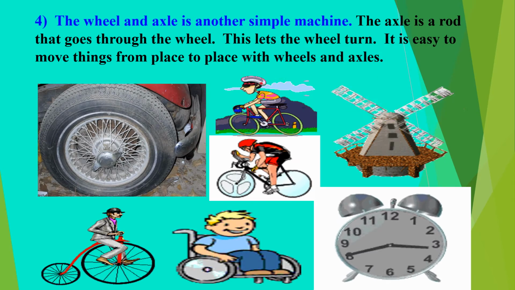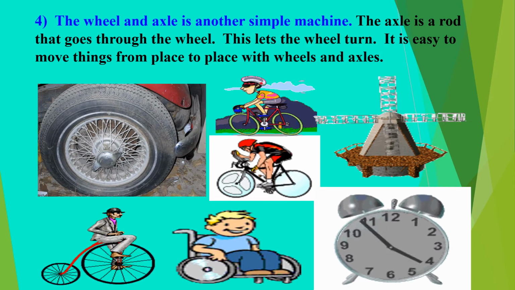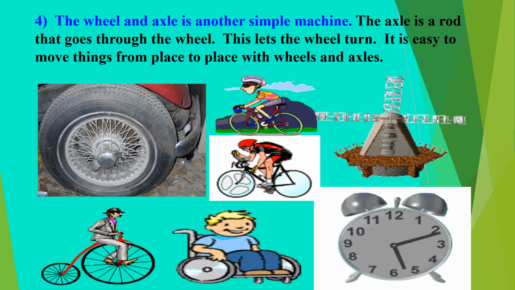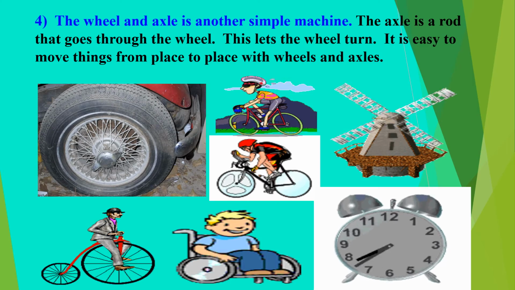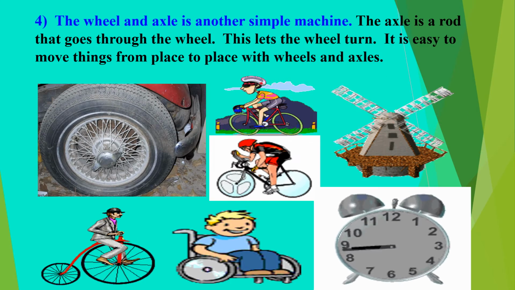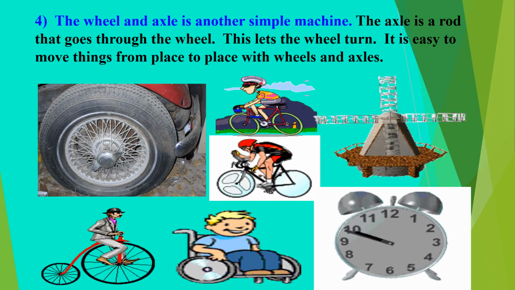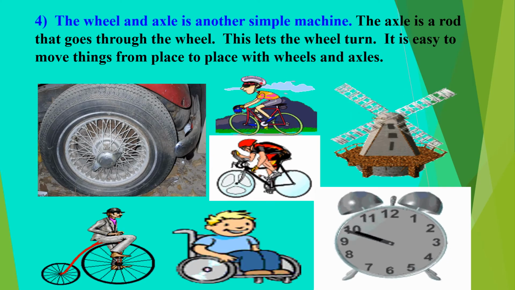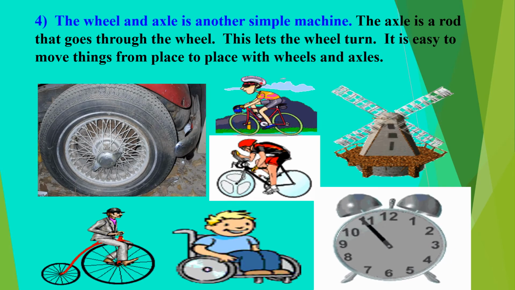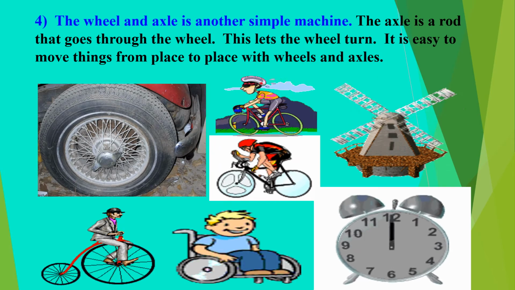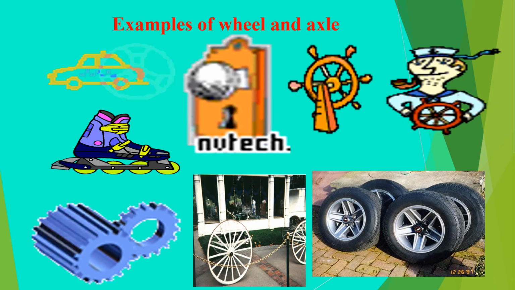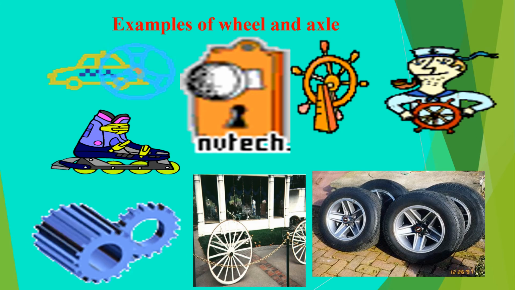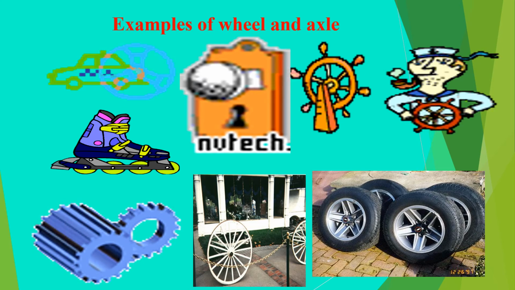Number 4, the wheel and axle is another simple machine. The axle is a rod that goes through the wheel. This lets the wheel turn. It is easy to move things from place to place with wheels and axles. These pictures show some examples of wheel and axle.